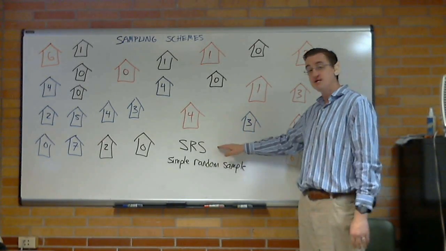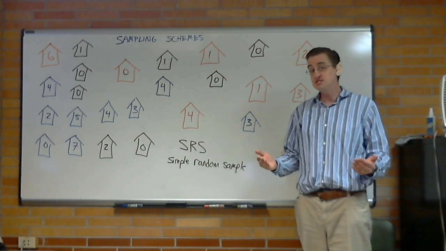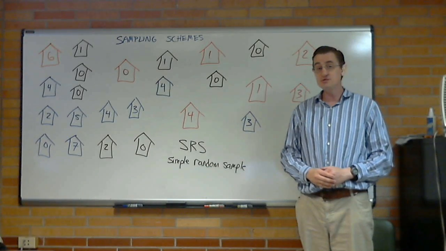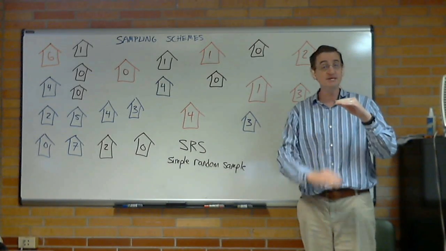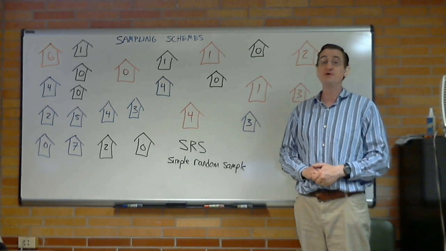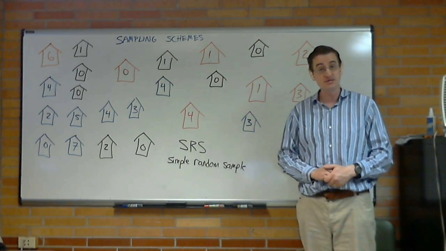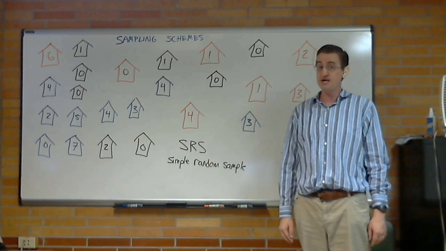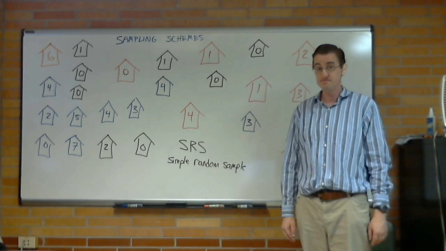Often, doing an SRS is very difficult. Imagine sampling 300 random UW students. In order to do this, you would have to have a complete list of all UW students, and the registrar's office does not allow a list like that to be given out. And that would make an SRS unreasonable for anyone except the highest administration within UW.